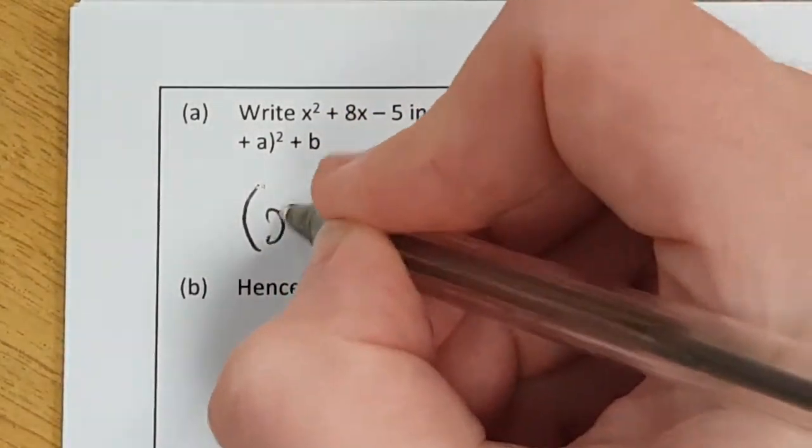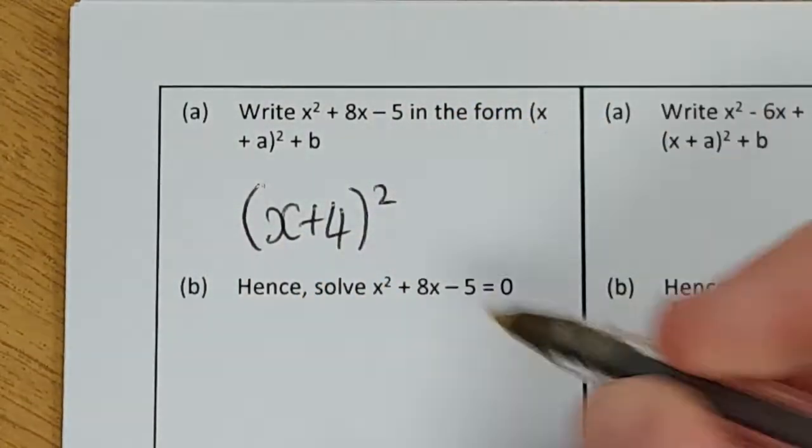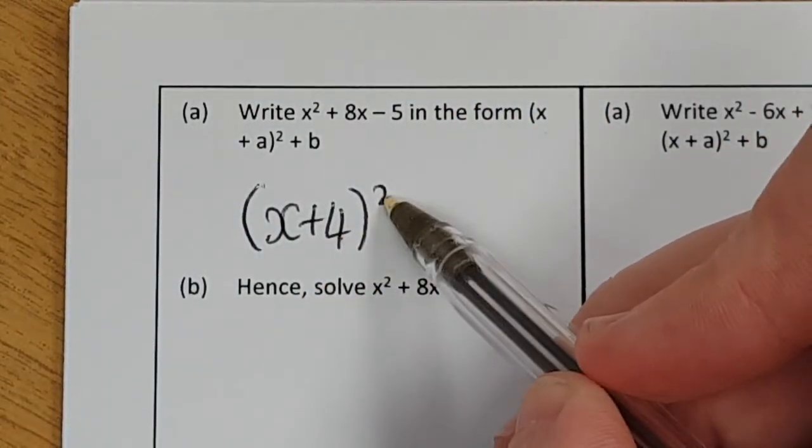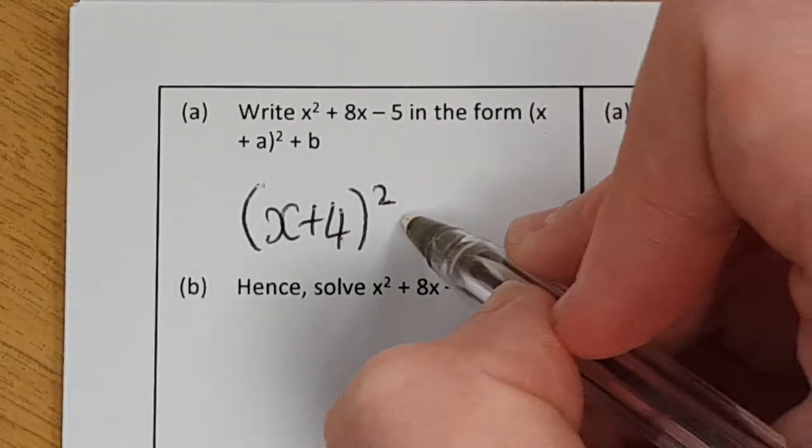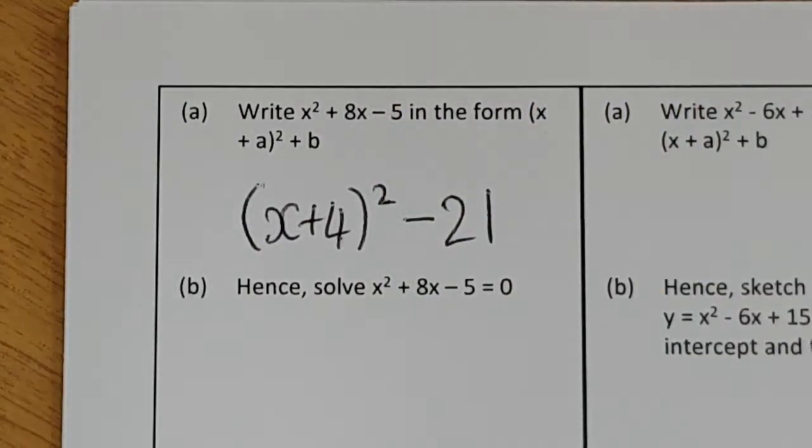To do that, you half the middle term. So I get x plus 4 all squared. 4 squared is going to give me 16. I don't want 16, I want minus 5, so I need to take away a total of 21.